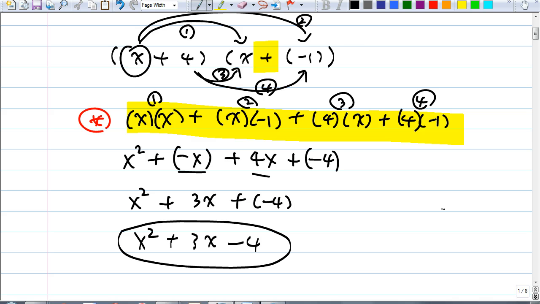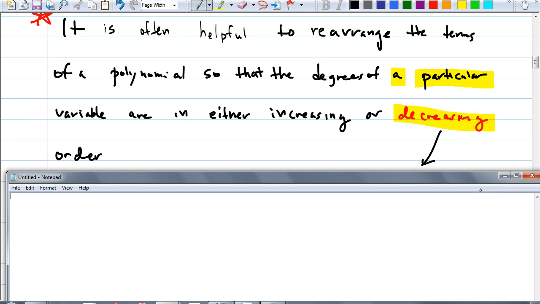So let me move this up a little bit. So write this down. It is often helpful to rearrange the terms of a polynomial so that the degrees of a particular variable are in either increasing or decreasing order. So write this down and I'll show you what I mean by this. But as you write this down, think about what they're talking about, especially where it says degree of a particular variable and where it says increasing or decreasing.